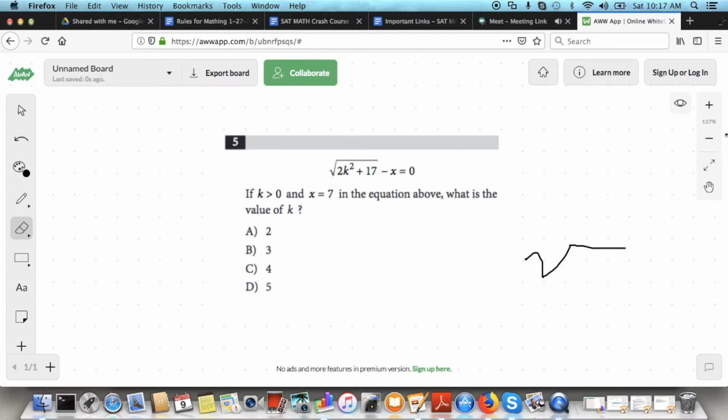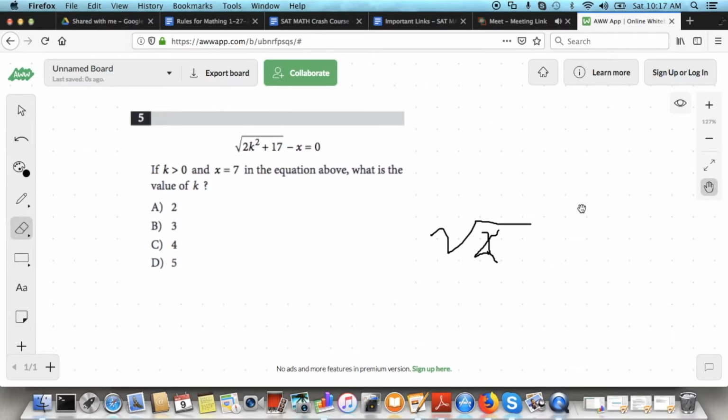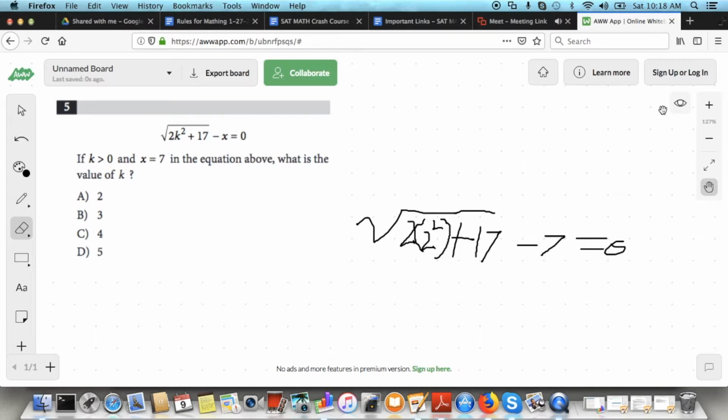So let's just try A first. 2 squared. Then I'm going to have to make this longer. Yeah, absolutely. You want to be careful there. Make sure that plus 17 is inside the square root sign here. 17 minus 7 equals 0. Oh, whoops, sorry, that looks like a 6. No, you're good. Okay, very good. So what do we do now?